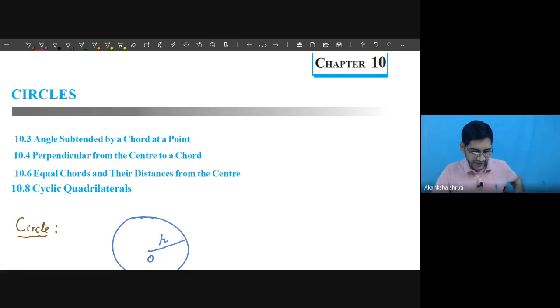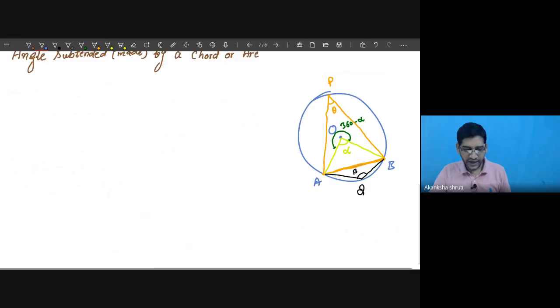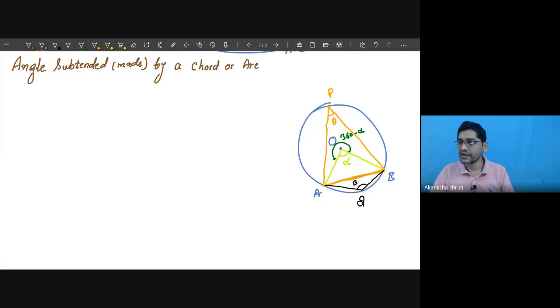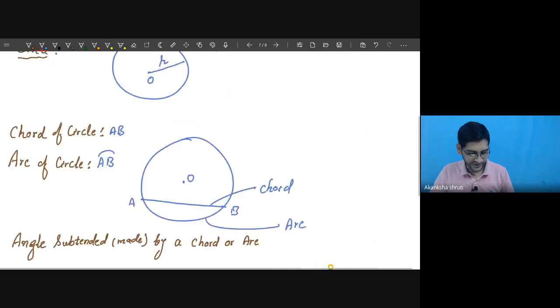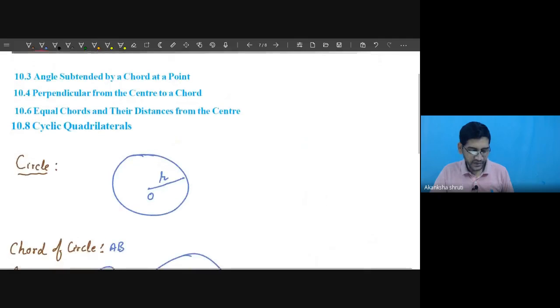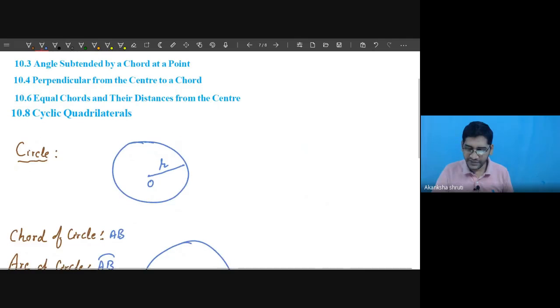Good morning, students. Today we are going to learn about the angle subtended by a chord at different points in a circle. So what are the various angles subtended by a chord or an arc at different points in a circle? First, the next, perpendicular drawn from the center to a chord.